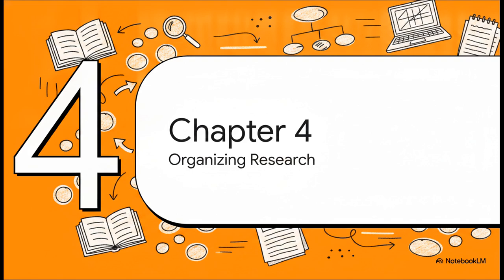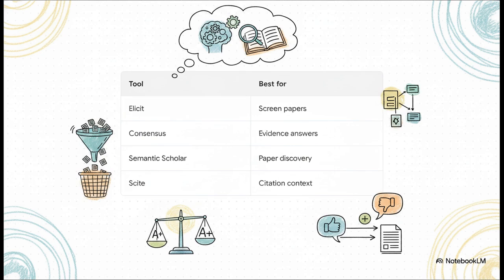Okay, so you've totally mastered your lecture notes. But what about when you need outside sources for a research paper? Let's dive into Chapter 4, Finding and Organizing Research. AI research tools are genuinely incredible for discovering academic literature, but you have to remember they serve completely different functions. For instance, Elicit is amazing for finding and screening scientific papers. Consensus, on the other hand, gives you evidence-based answers so you can quickly see what the studies generally agree on.